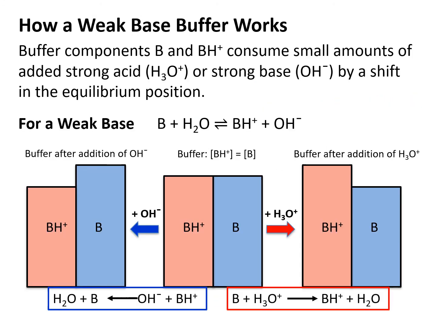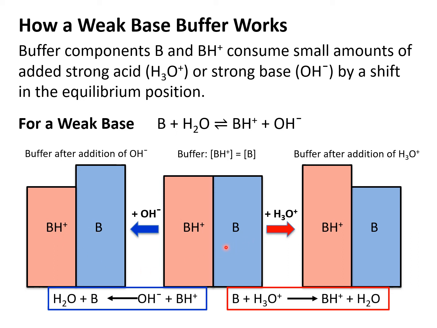Here we see how a buffer actually works. For a weak base, we have an equilibrium reaction with a weak base and water, which will exist in equilibrium with its conjugate acid, BH+, and hydroxide. If hydroxide is added to our buffer system, the hydroxide will react with BH+, consuming BH+ and producing the weak base B. And so we see that the concentration of B increases and the concentration of BH+ decreases. However, we still have appreciable quantities of weak base and its conjugate acid, and we still have a buffer system.